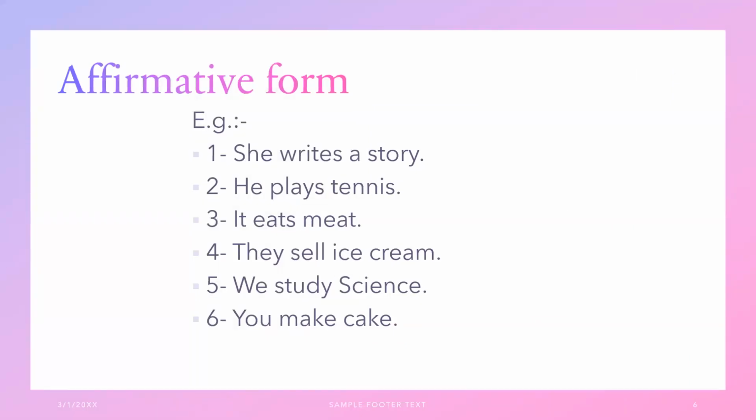Affirmative form. Now we will be seeing the affirmative form or the positive form of sentences written in simple present tense. Example number 1. She writes a story. She is the subject, writes is the verb, and a story is the object. Example number 2. He plays tennis. Example number 3. It eats meat. Example number 4, they sell ice cream. Example number 5, we study science. And example number 6, you make cake.